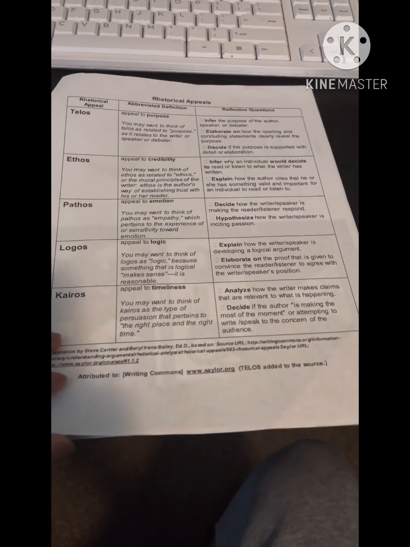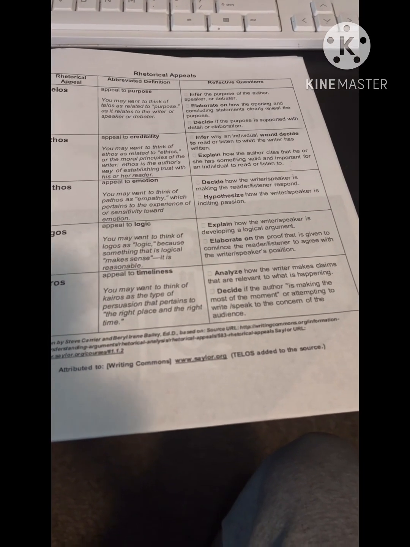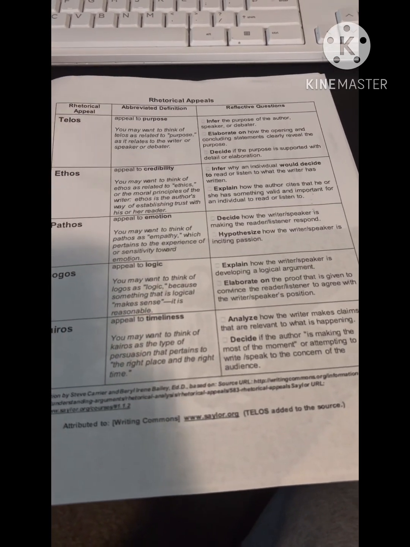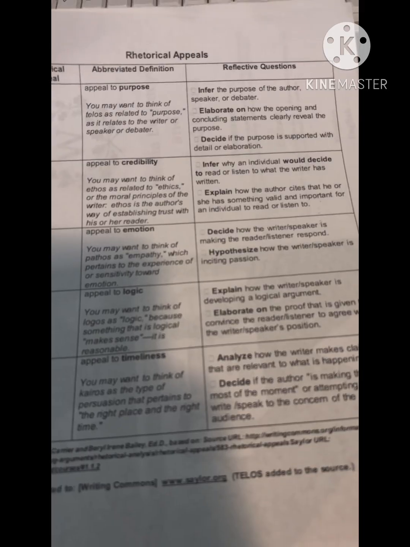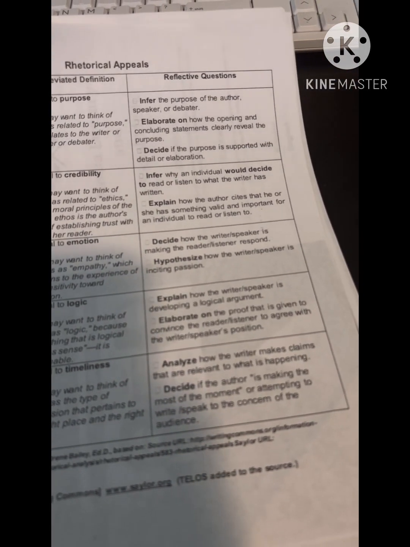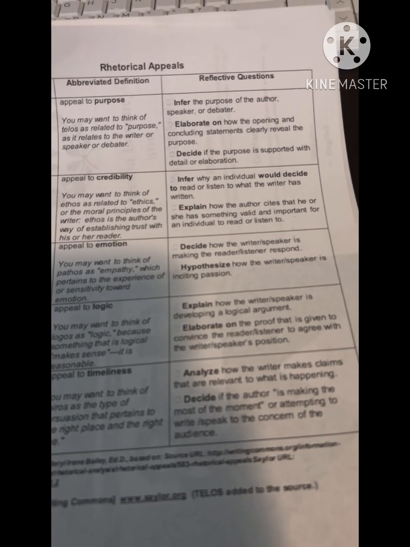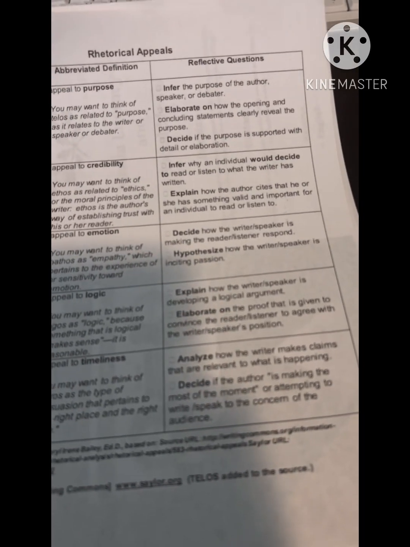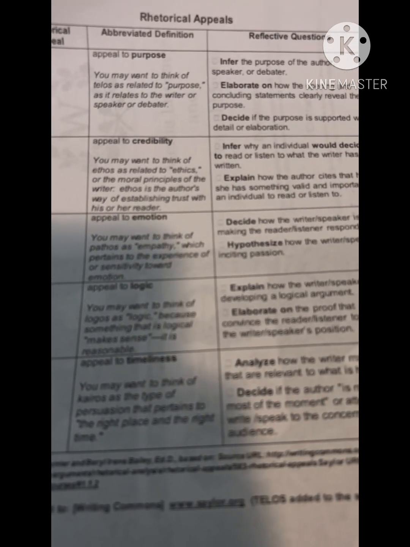So for here, we're still in the same Mbongi. The second one, right now we have rhetorical appeals. Rhetorical appeals abbreviate. We have abbreviation definition for telos: appeals to purpose. You may not want to think of telos as related to purpose as it relates to the writer or speaker or debater. And then we have the reflective questions for the purpose of the author, speaker, or debater. Elaborate on how the opening and concluding statements clearly reveal the purpose and decide if the purpose is supported with detail or elaboration. And then at the bottom, we have ethos, appeals to credibility.